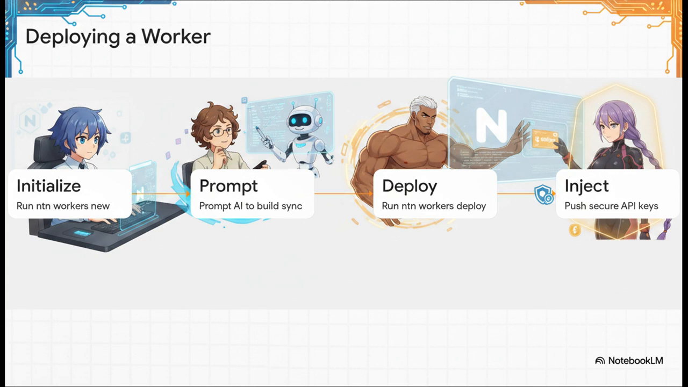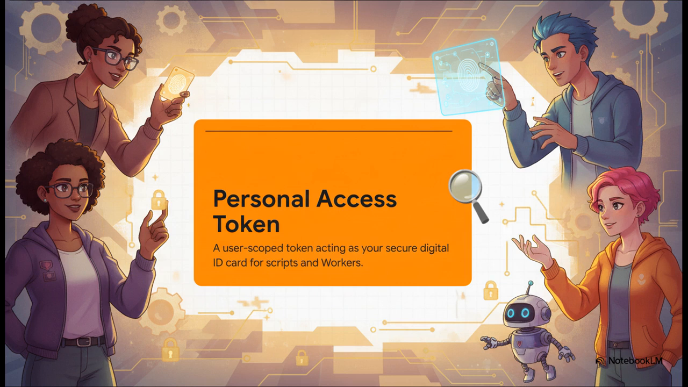It's that easy. While you're building, you might hear the term Personal Access Token, or PAT. Simply put, this is your secure digital ID card. It acts on your behalf using your very specific workspace permissions, meaning your worker can access exactly what you can access and absolutely nothing more. It is basically the VIP pass for your digital intern.